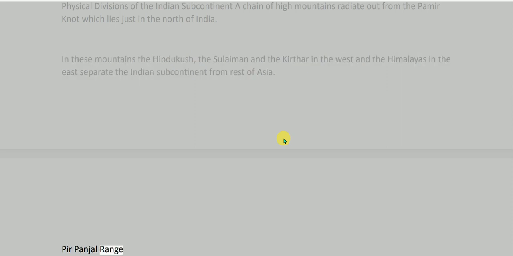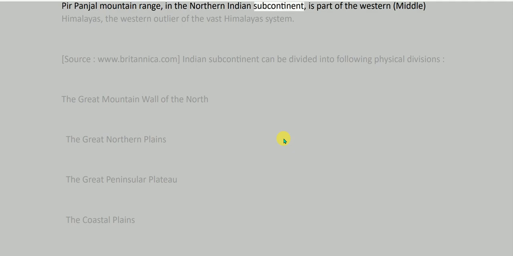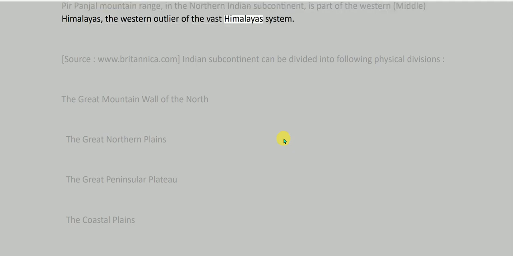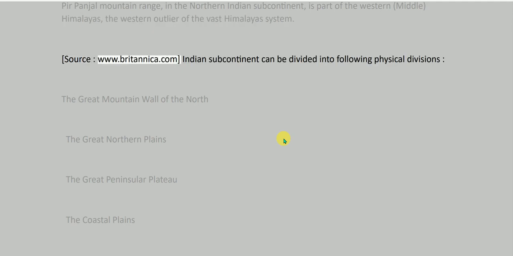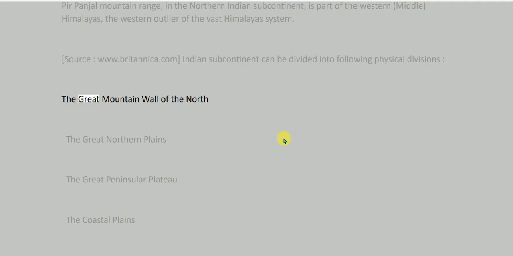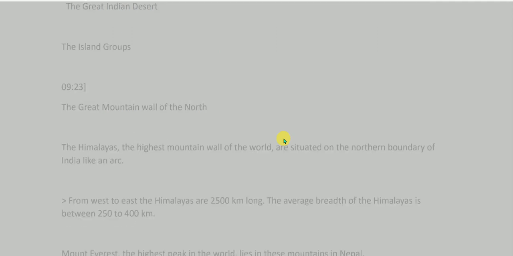Pir Panjal Range. The Pir Panjal mountain range, in the northern Indian subcontinent, is part of the western, middle Himalayas, the western outlier of the vast Himalayas system. Source: www.britannica.com. The Indian subcontinent can be divided into the following physical divisions: the Great Mountain Wall of the North, the Great Northern Plains, the Great Peninsular Plateau, the Coastal Plains, the Great Indian Desert, and the Island Groups.